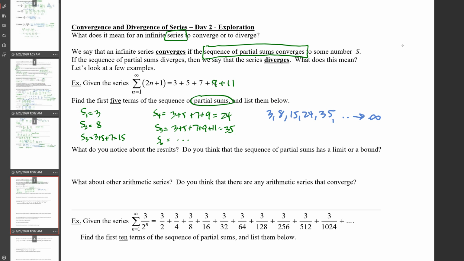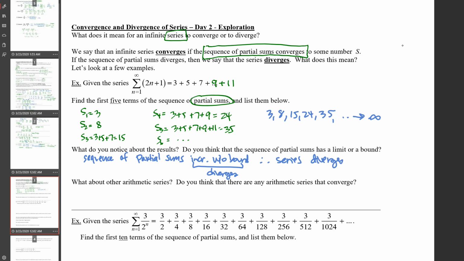What do we notice about the results? We notice that the sequence of partial sums diverges, or increases without bound. Therefore the series, this is the same as saying it diverges. So therefore this series diverges. That's when we know a series diverges: just because the sequence of partial sums diverges, that's why the series diverges.